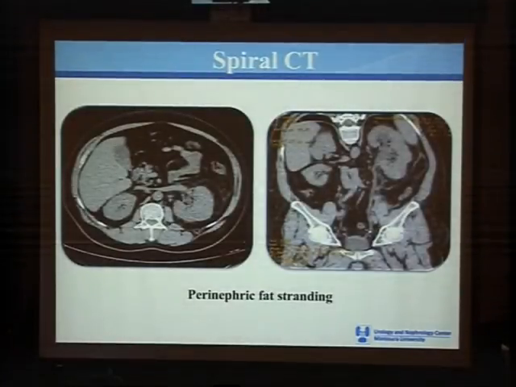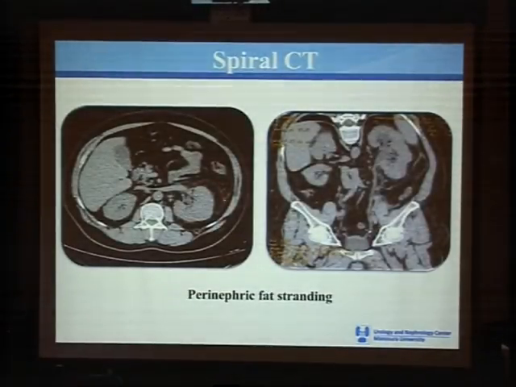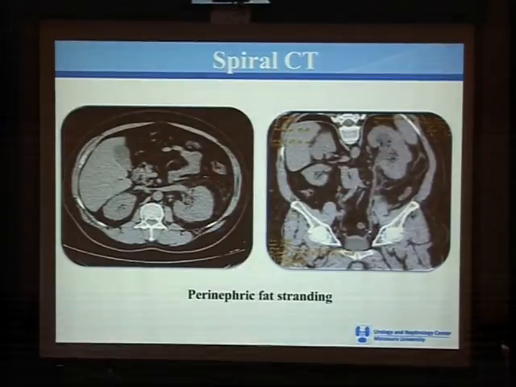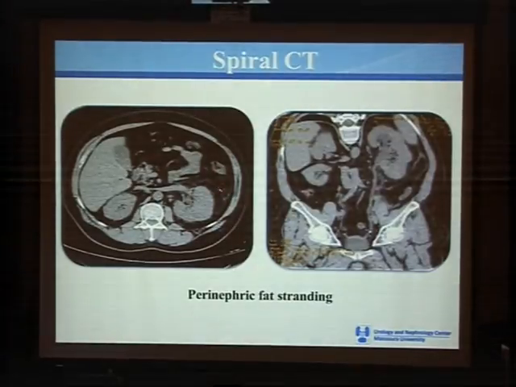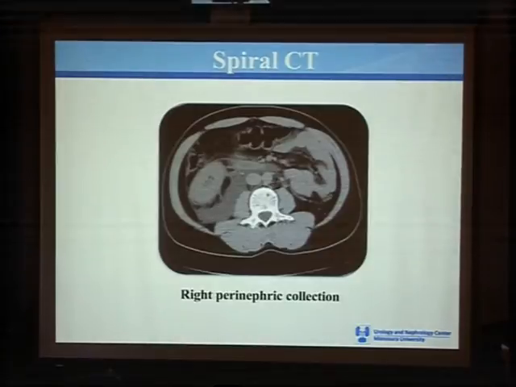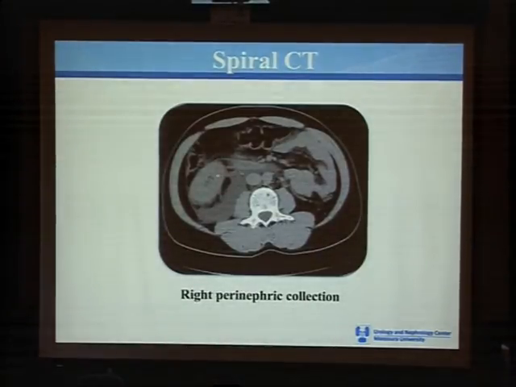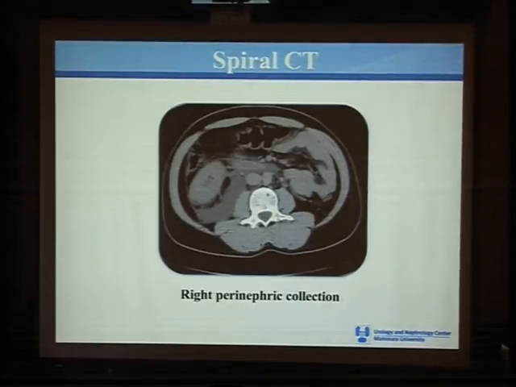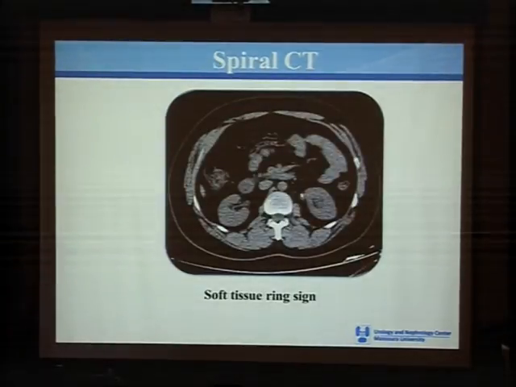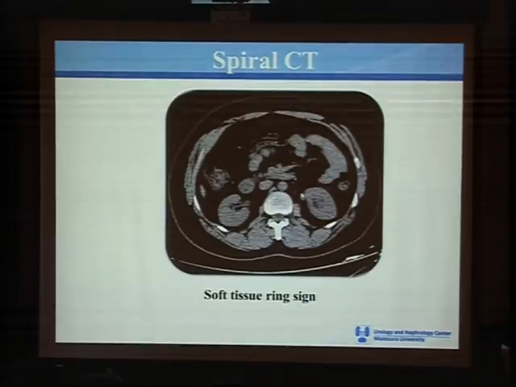Here is perinephric stranding of fat. The fat is separated here from the left kidney. And here is right perinephric collection. Here is a collection around the right kidney. And here is soft tissue ring sign.